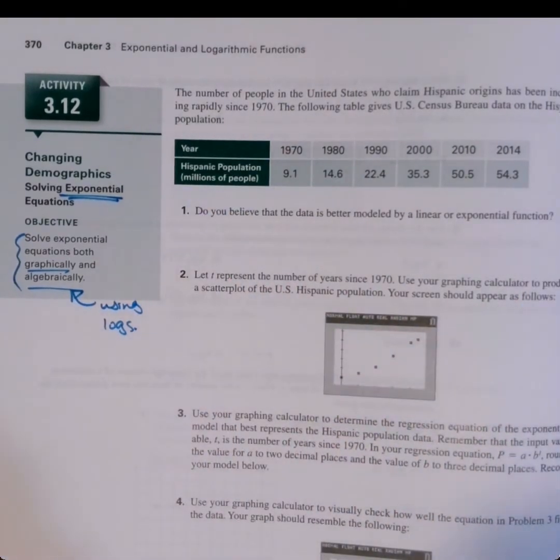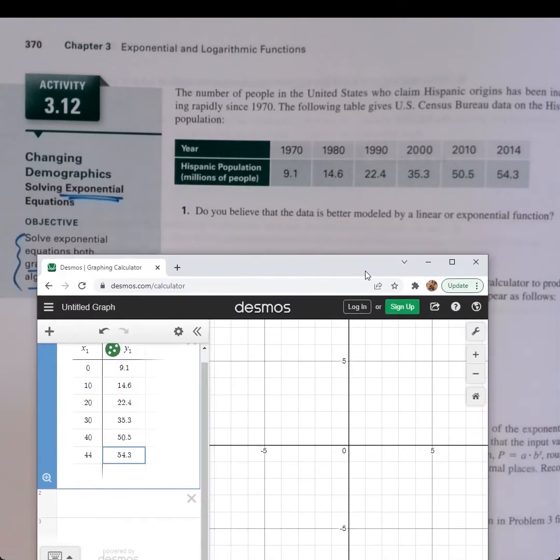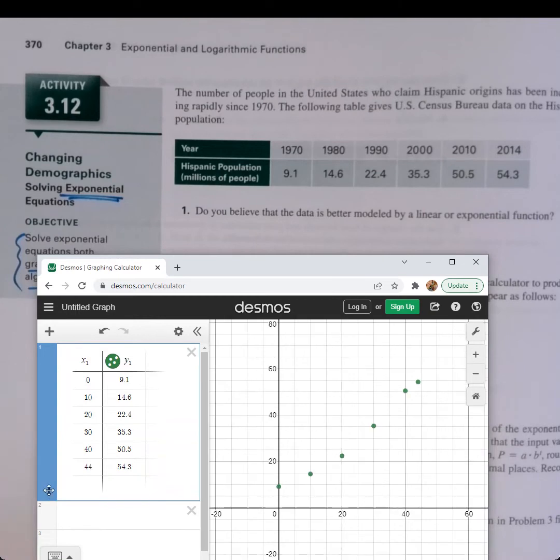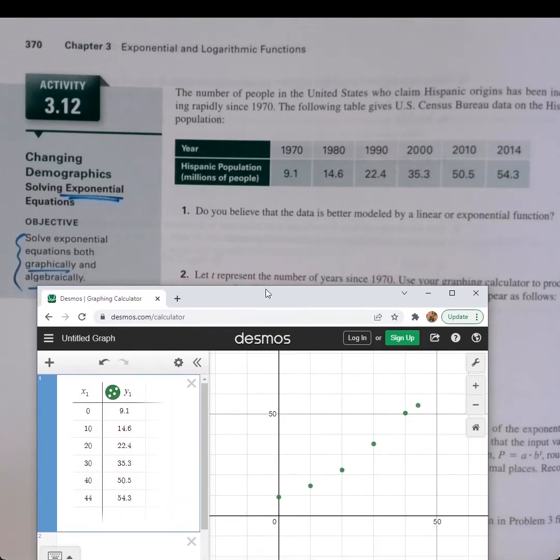Okay, data set first, looking at the Hispanic population in years since 1970. So I went ahead and plotted my data in Desmos. Got to slide it over here. And let's zoom fit on that data set. Do we believe that this data is better modeled by a linear or exponential function? Okay, so I do see that there's a little bit of curve right here.